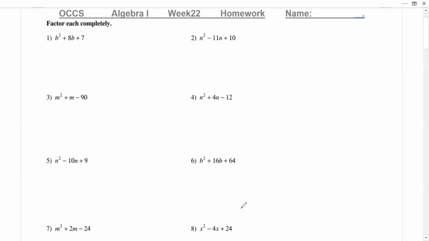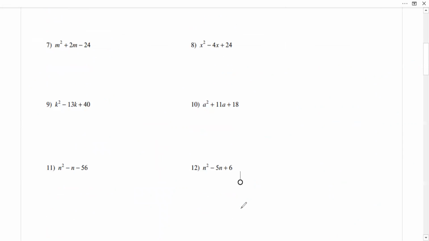So let's move to the next part. 7. So we work this in your brain. Negative 24. What can it be factored into? 4, right? Negative 4 times 6. Negative 4 times 6, you get negative 24. The sum of them matches 2. So, right? So it's negative 4, positive 6.